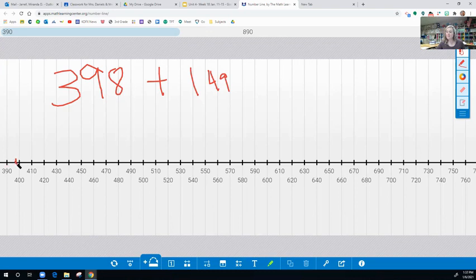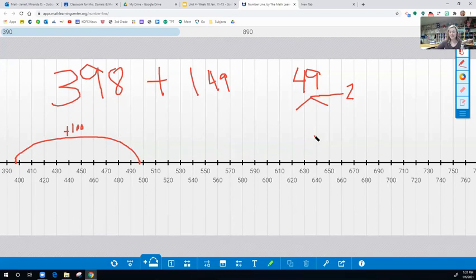And then I'm going to go 100 more. So 398 plus 100 more would be 498. So I'm going to find that about right here. And that would be my 100. And then I'm going to add 49 more. So I'm going to break this 49 into a number bond to help me do this a little bit easier. I know that I'm at 98, 99, 100. So I'm going to break this into actually 3 numbers. A 2, and then how many more to get 9? 7, and then a 40.